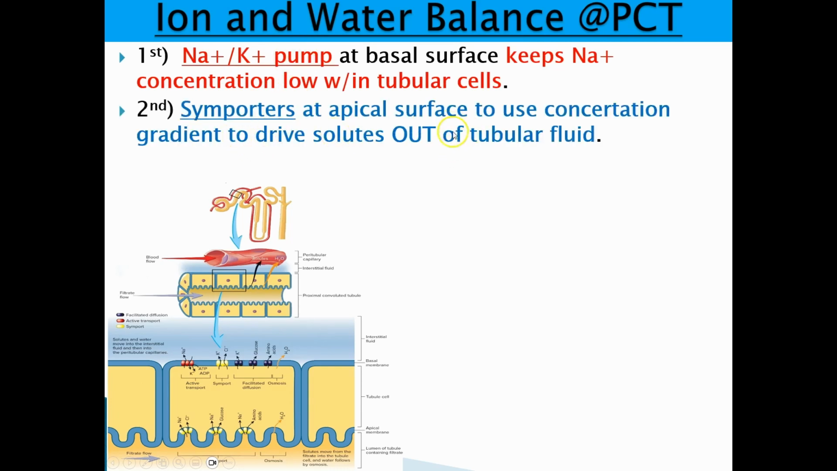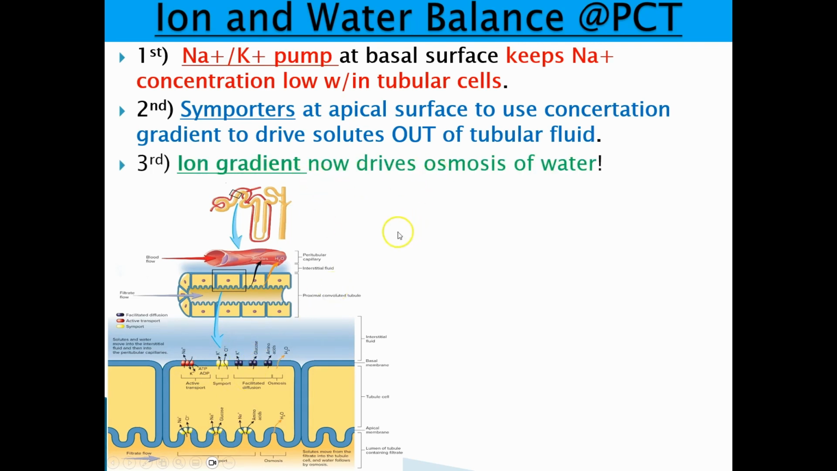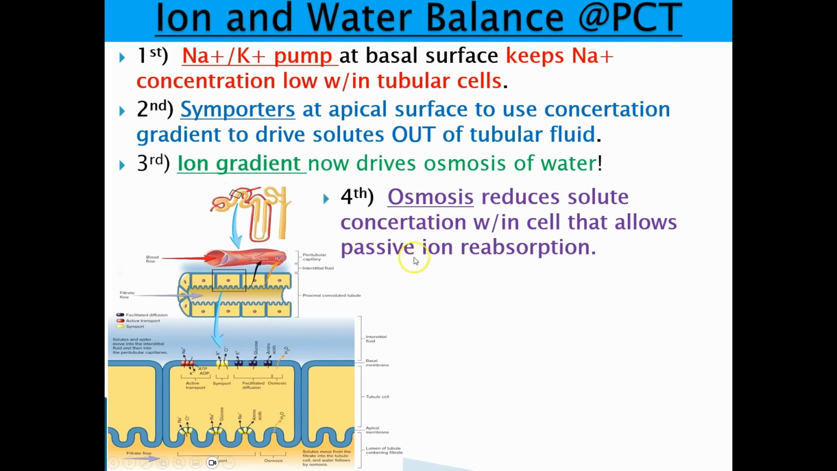Symporters to drive the others. So here's the others getting driven. All right. And then the ion gradient now drives osmosis. Osmosis reduces and helps passive ion concentration. So it's active sodium ion pumping, followed by symporters to move other ions, followed by osmosis following those ions, followed by passive movement of those ions. So it's a four-step process. It begins with active movement of sodium, symport movement with sodium and other ions, osmosis, followed by passive movement.